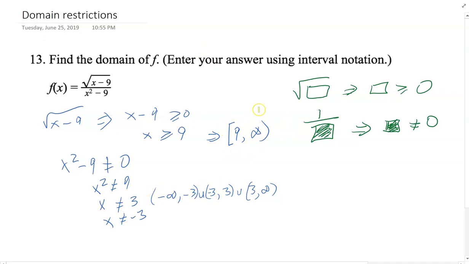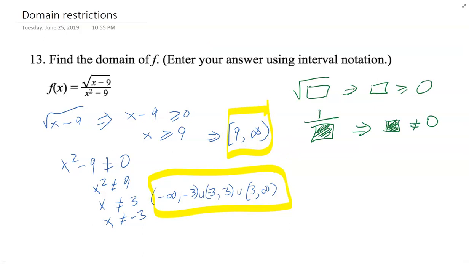Now what we want to do is find out where these two domains intersect, and that would be the solution. And notice they intersect at 9 to infinity, so they're common at 9 to infinity. That's where both of them occur, so that is our solution.